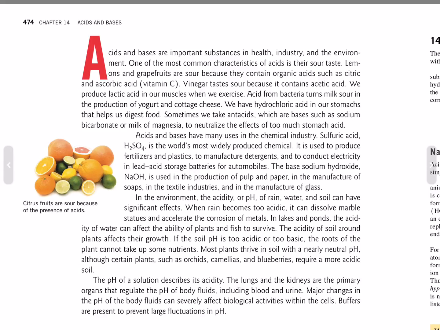The lungs and the kidneys are the primary organs that regulate the pH of body fluids, including blood and urine. Major changes in the pH of the body fluids can severely affect biological activities within the cells. Buffers are present to prevent large fluctuations in pH.